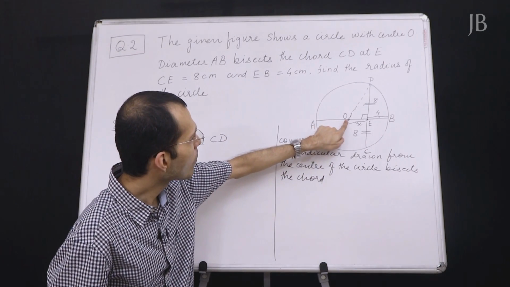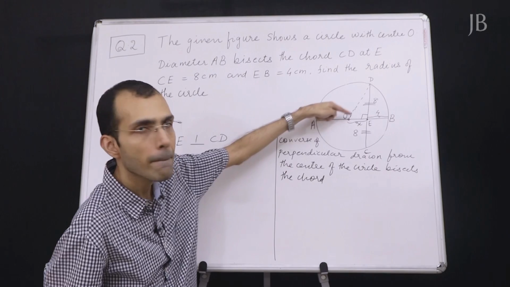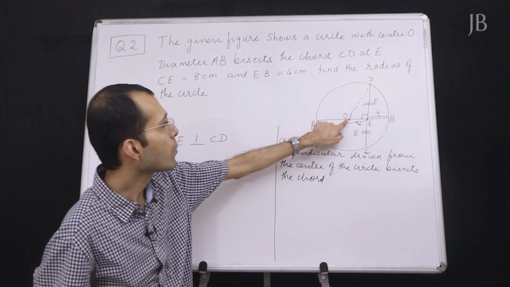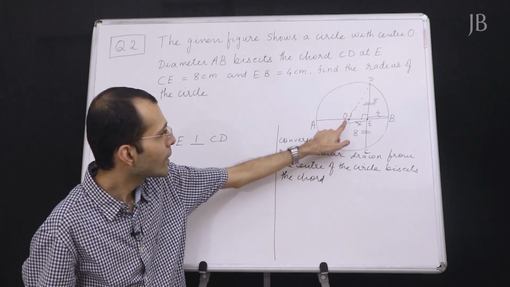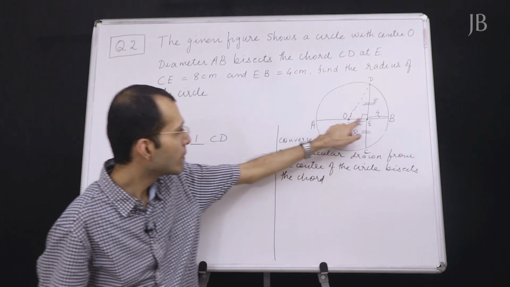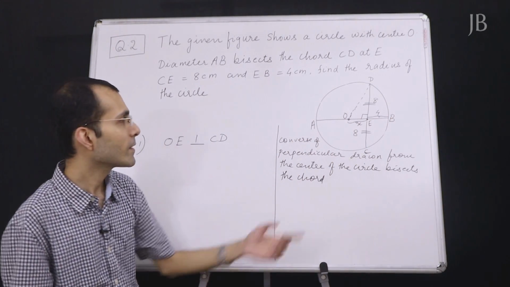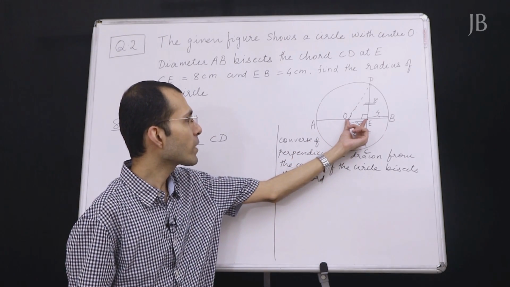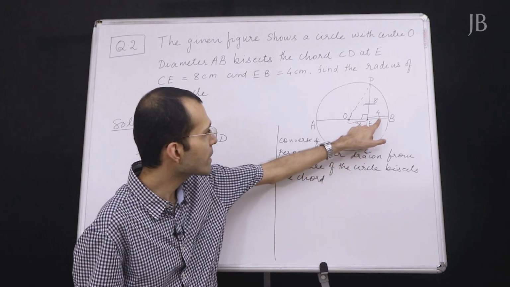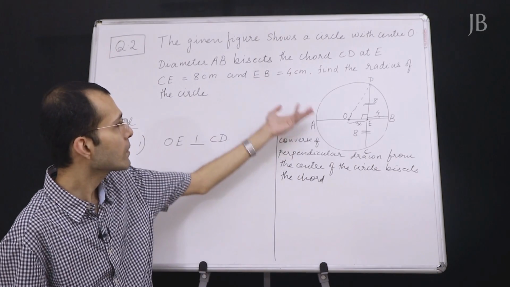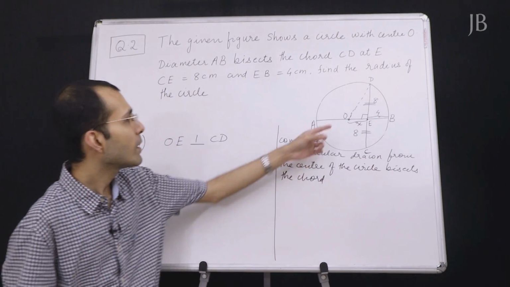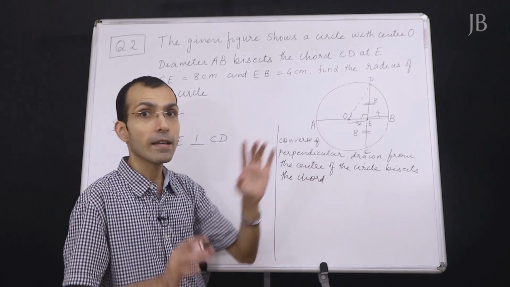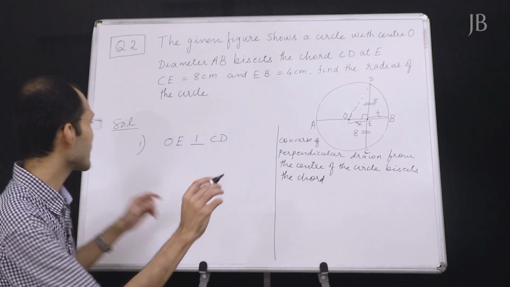Now, how much will be OD? Just observe. What is OD? The radius. What is OB? Again the radius. OE right now we took it as X. This was given to be 4 here. So how much is OB now? X plus 4. How much is OD? X plus 4, radii of same circle.